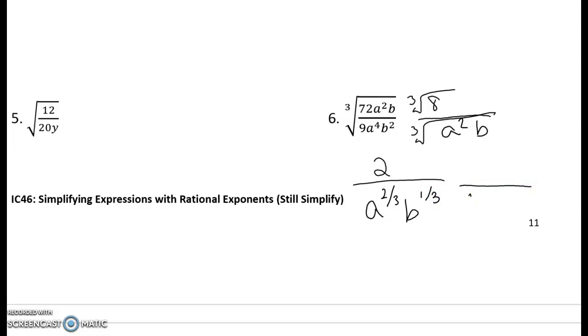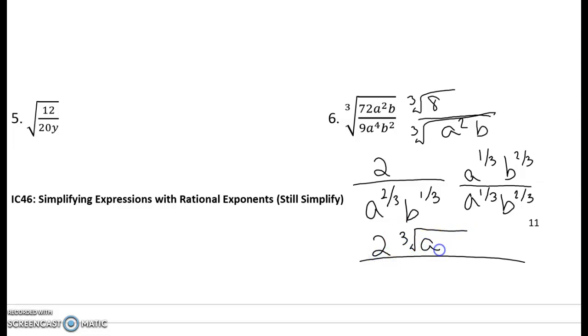So what I need left is a to the 1/3, b to the 2/3, a to the 1/3, b to the 2/3. On the top, I'm going to have a 2 on the outside, and it's going to be the third root of a b squared. And then on the bottom, 2/3 plus 1/3 is just 1, so it's going to be a b. And so there's your final answer there.